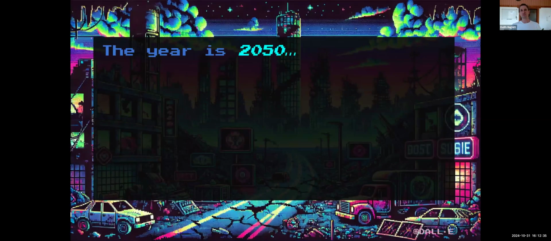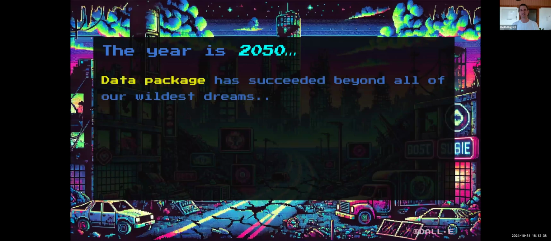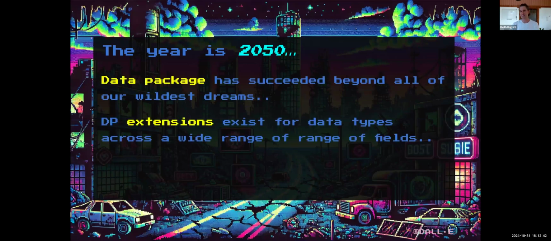The year is 2050. Data package has succeeded beyond all of our wildest dreams. Data package extensions exist for data types across a wide range of fields. What does this world look like?